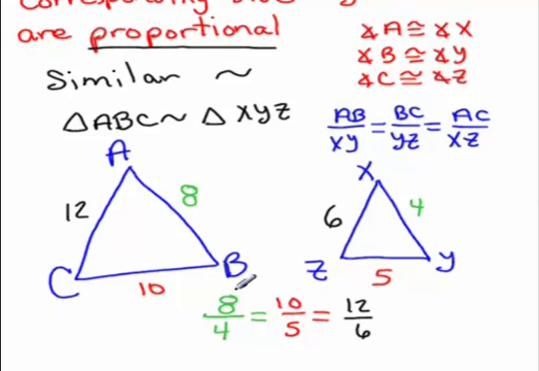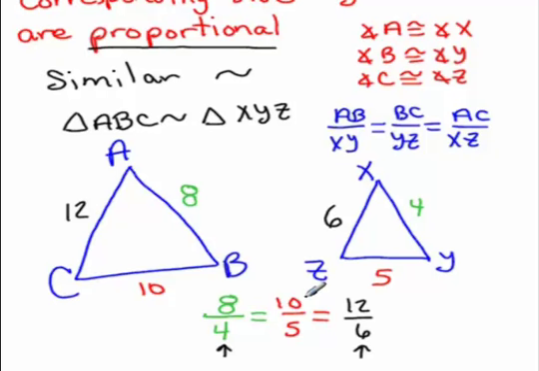Now we have to check the first with the last. 8 times 6 would give us 48. 4 times 12 gives us 48 as well. So all the cross products in this situation are equal. They're the same measure, meaning that I have equal ratios. They're all proportional. Thus, with the similarity, we have similar triangles.